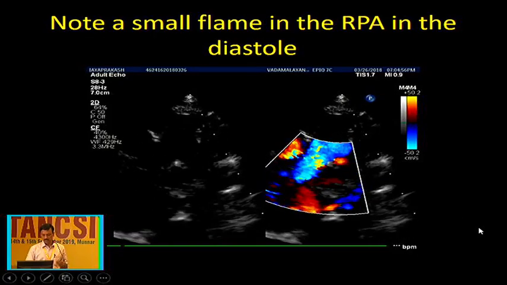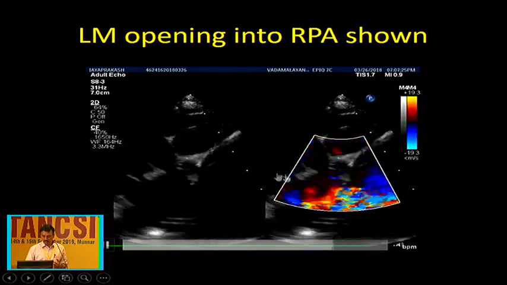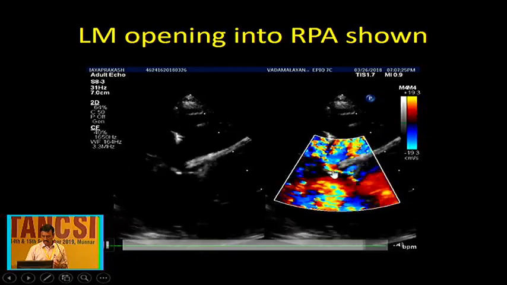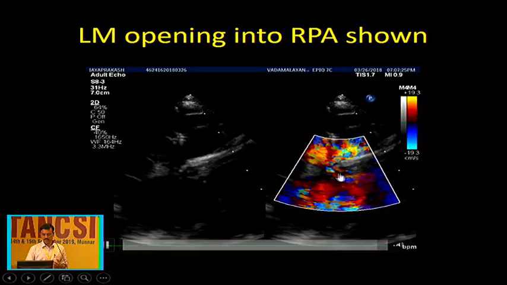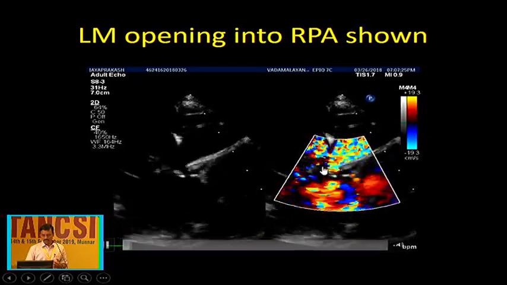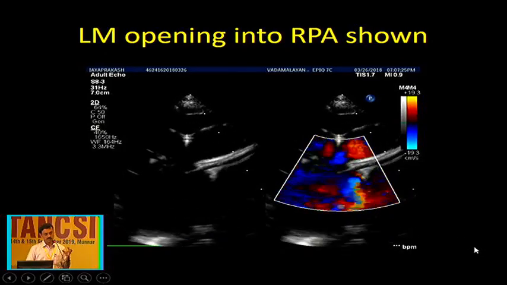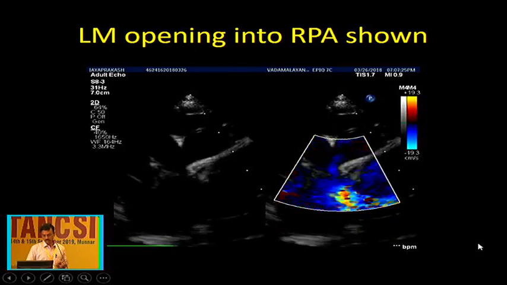So on further fine-tuning the image, now you can see this is the LAD, this is the L circumflex, and they are coming and opening into the right pulmonary artery. Can you see this here? So this is an ALCAPA. Instead of usually arising from one of the pulmonary sinuses, it is arising from the right pulmonary artery.